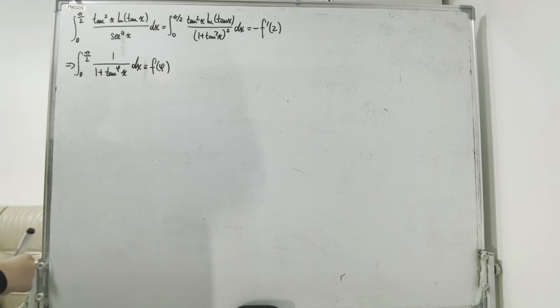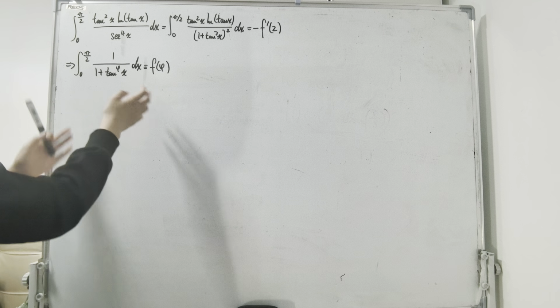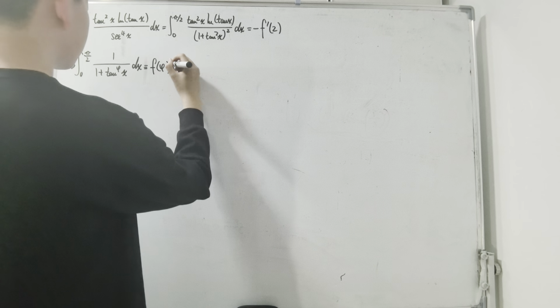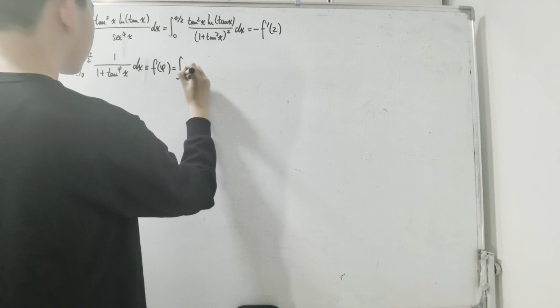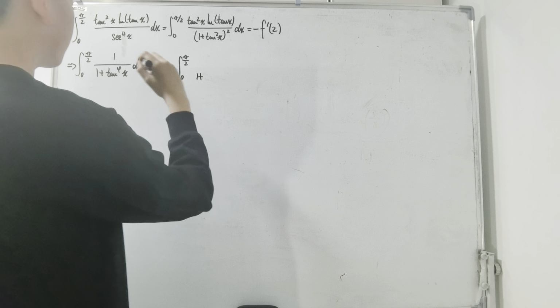That would be fine. So we're going to first invoke a substitution that would essentially flip this. So what we're going to do is, this is now equal to the integral from 0 to pi over 2. We have 1 plus the tangent.